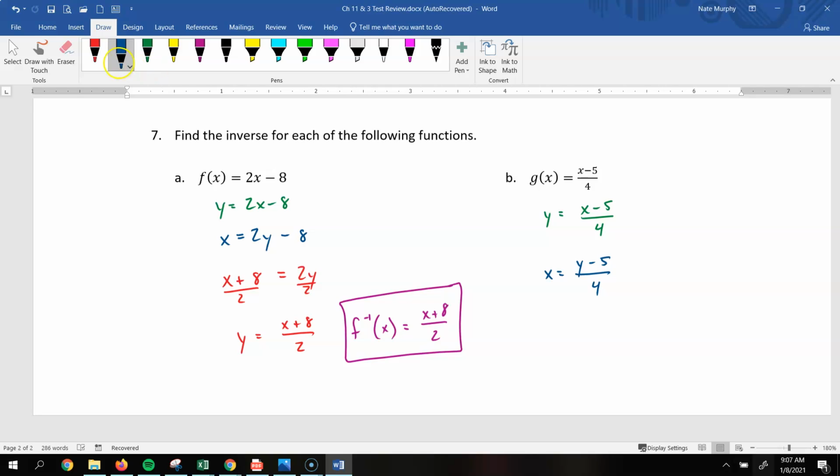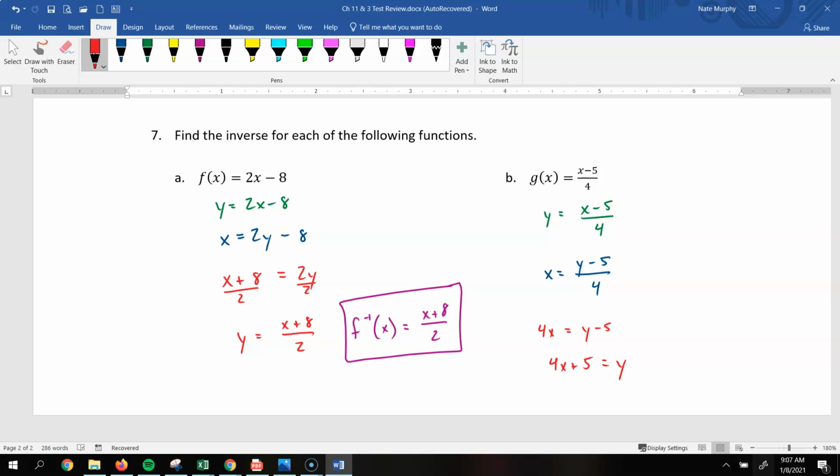The next step, this is where all the work comes in. We're going to solve for y. Now to do that, I'm going to multiply both sides by 4. If I multiply both sides by 4, that gets rid of the fraction on the right, because if I multiply that second fraction by 4, the two 4's would cancel out. And then I would add 5 to both sides. And we solve for y.